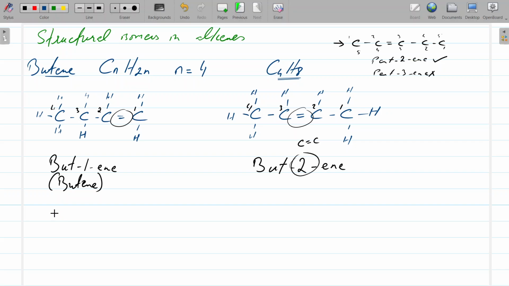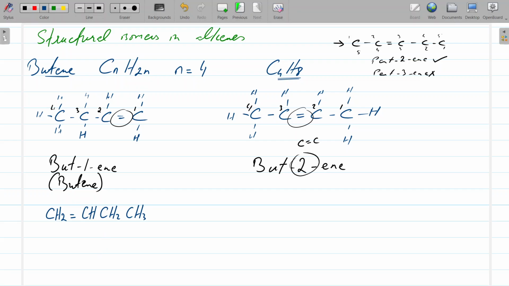CH3. Let's start from the right side. What do we have? We have CH2, double bond. Good. And then CH. You don't write 1, you just write CH. Then CH2 and CH3, with the rest of them being single bonds.